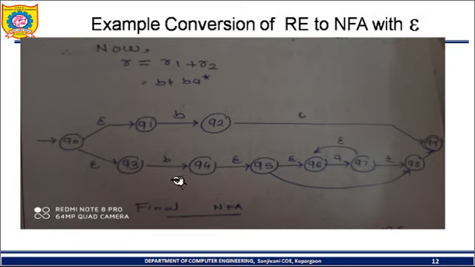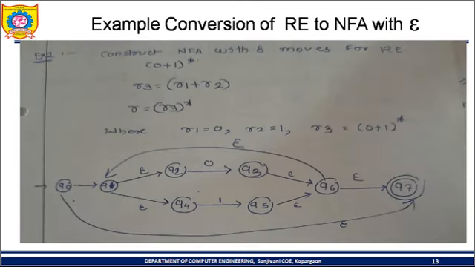This is B, and there is a union. So either we are going to follow this path or this path, as there is a union operator between these two. So this is nothing but the final regular expression. In this way, we can convert the given regular expression into NFA with epsilon.